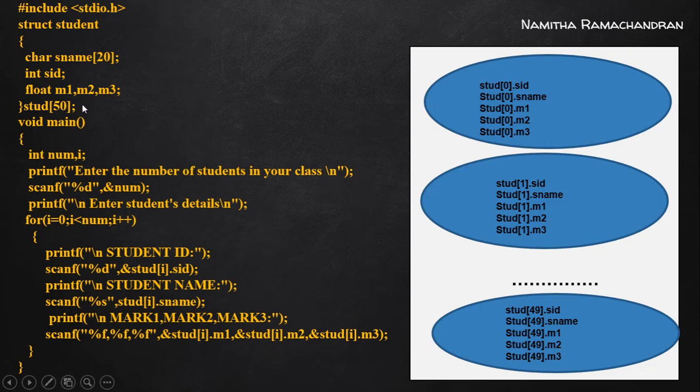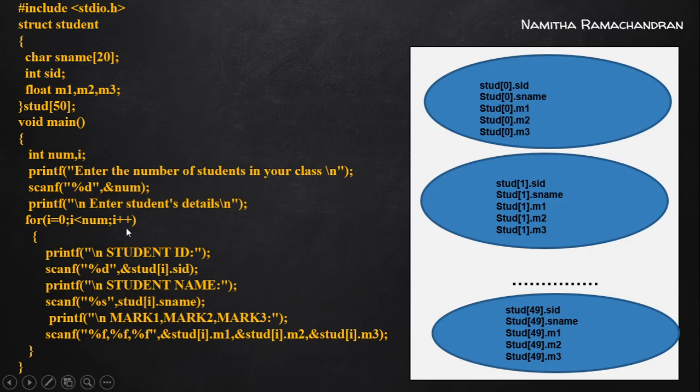So the structure variable declaration becomes simple for the programmer here. With this particular syntax, the structure variable declaration declares 50 different groups of memory allocation, each for 50 different student details. So the member variable allocation, or member variable declaration, means that separate memory allocation for 50 different students becomes easier here.